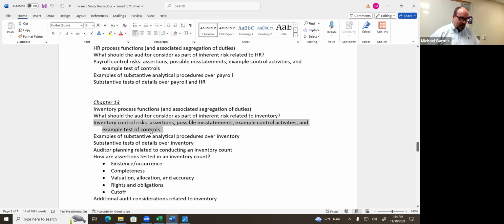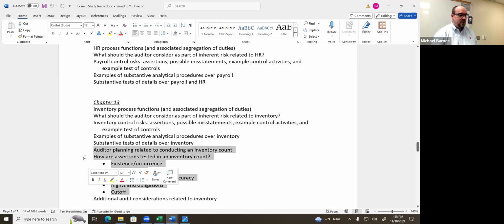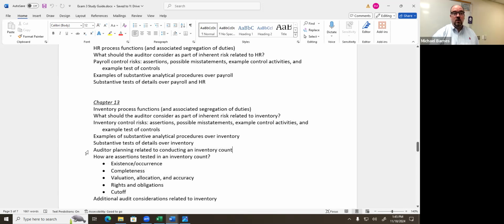Also, a few additional things that I want to make sure we're clear on. We talked about how we actually conduct inventory counts. There were several slides on this, and we went through those in detail. I would recommend you review that: how we actually conduct an inventory count, how the assertions are tested in inventory count.